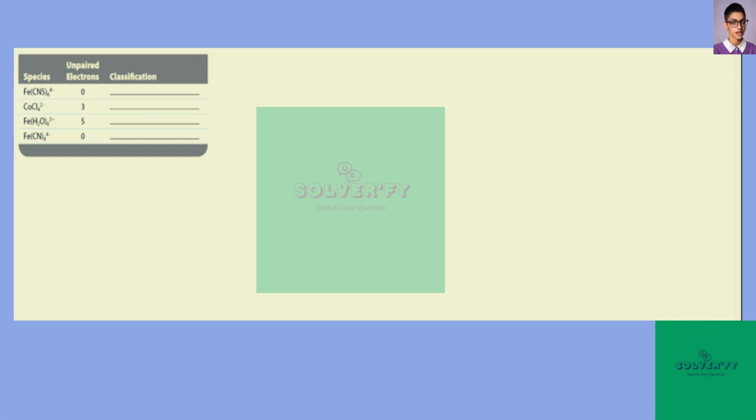the complex given is an iron complex with CNS, first one, and here iron is at +2 oxidation state. So its electronic configuration should be [Ar] 4s0 and 3d6.